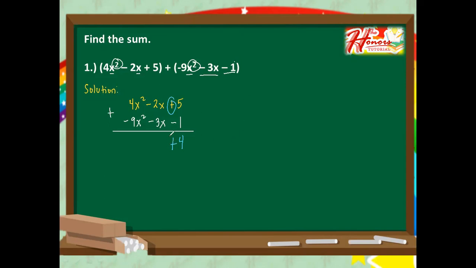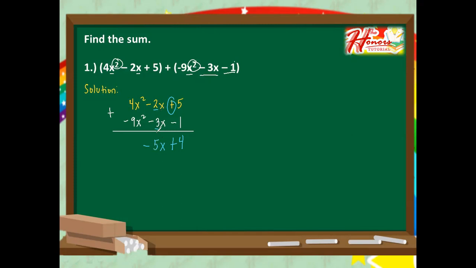Next, let's have the second term. Negative 2x plus negative 3x. As you can see, their sign is the same, right? Both negative, so copy their sign. And then copy the variable together with its exponent. Please do not add the exponent. It is only applicable for multiplication of polynomials. What about the numbers that we have here? If the signs are the same, you have to add the numbers. 2 plus 3, that's 5. So we have here negative 5x.